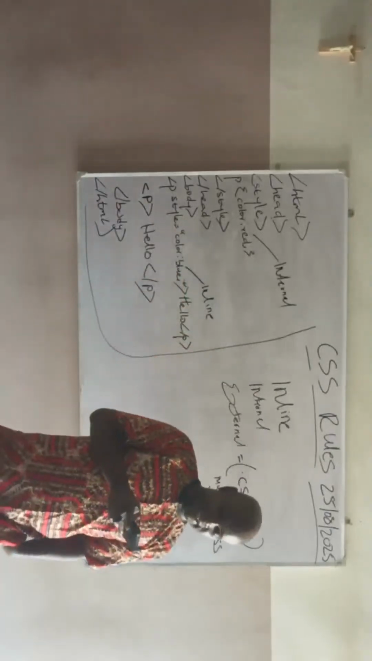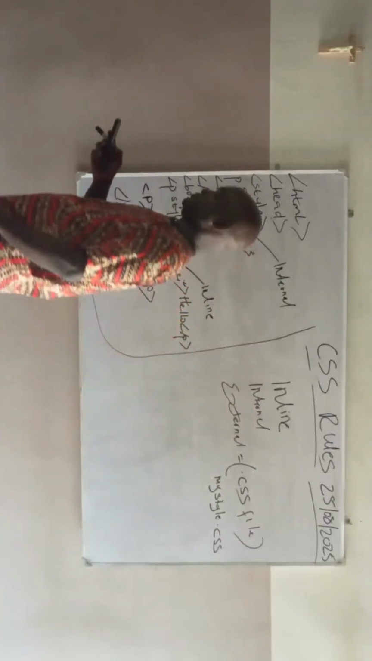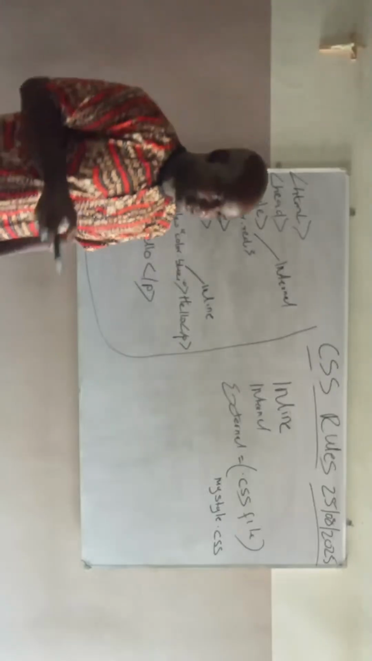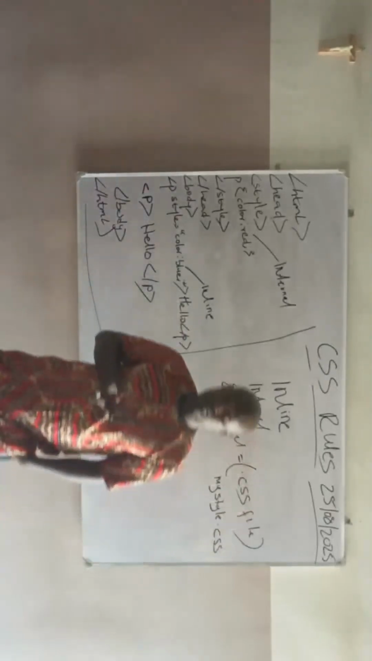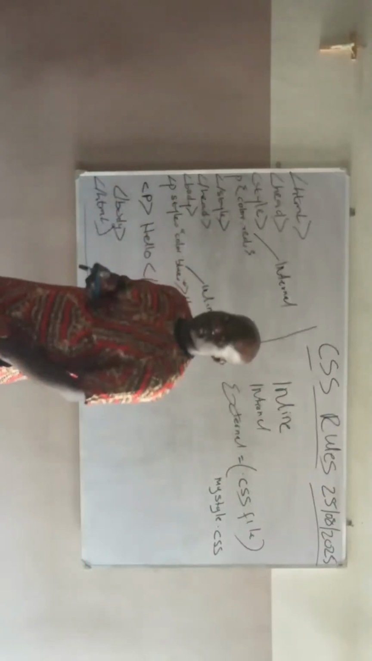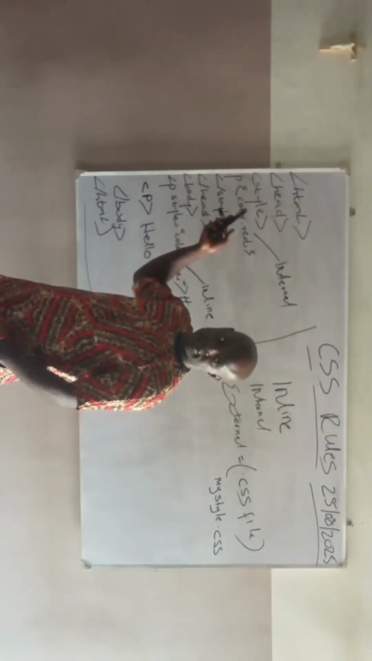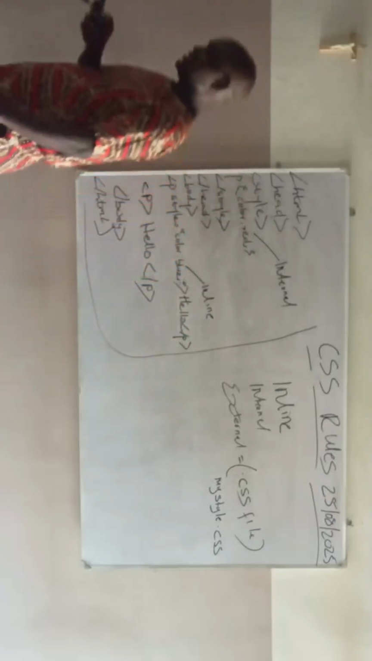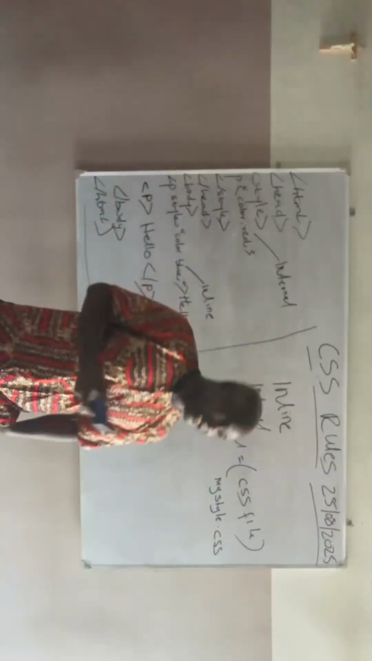The internal CSS is defined inside the style element, inside the head section or the head element. By defined, I mean it is written inside. The internal CSS is defined inside the style element.